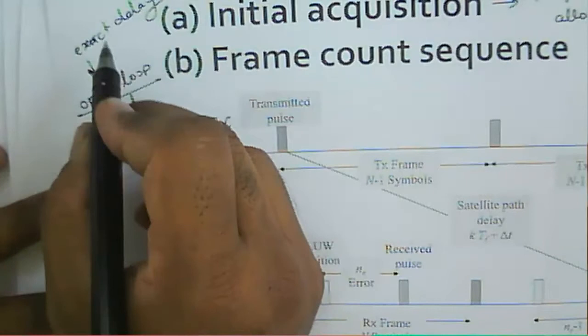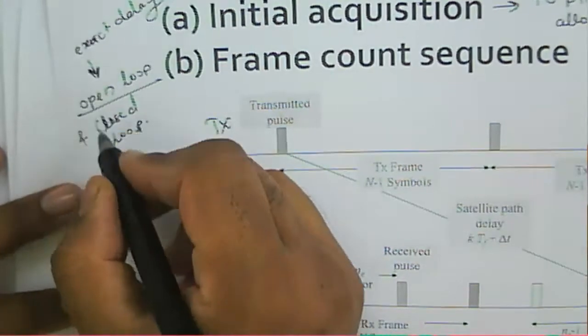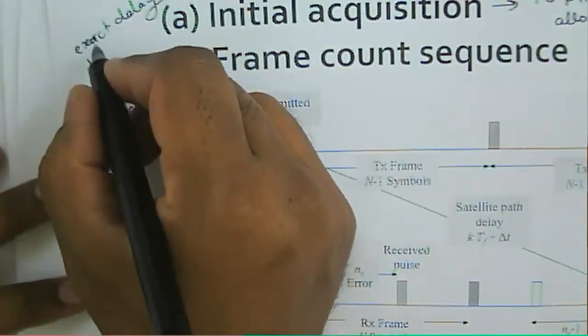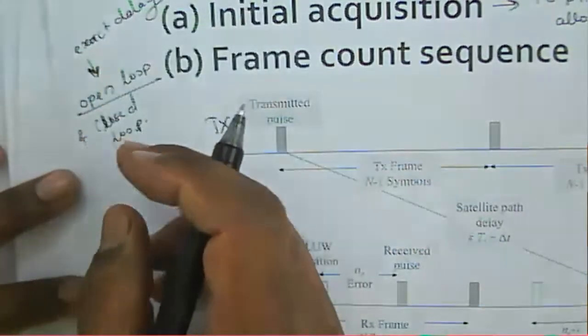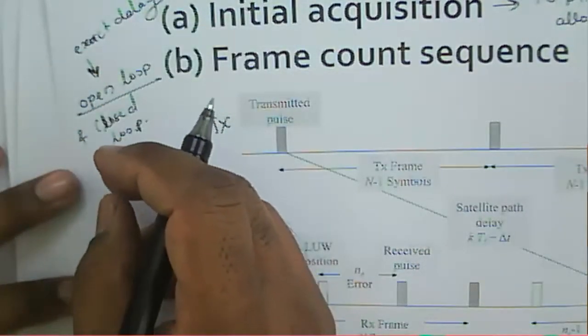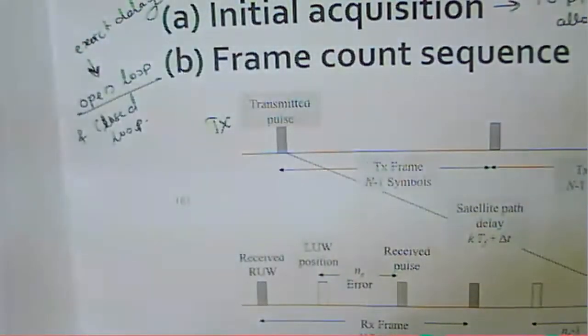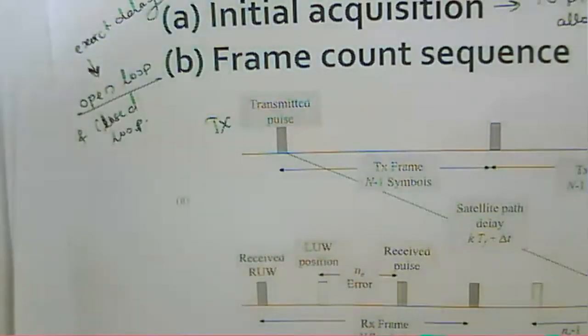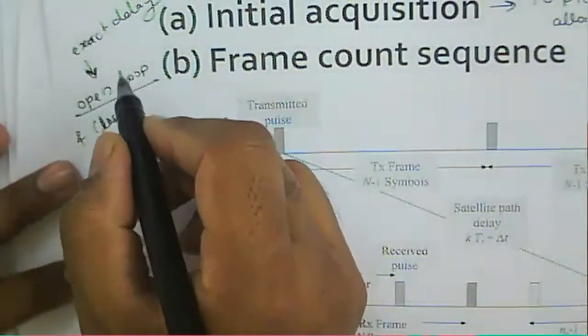Now this method looks simpler, but it is very difficult to obtain the delay, because the satellite position will drift because of external disturbances in the satellite orbit. So the position of the satellite in the given orbit changes, and that's why the delay will be different. That is about the open loop system.